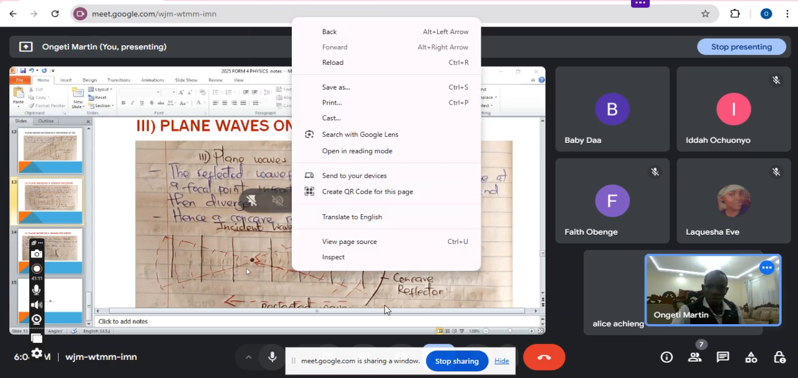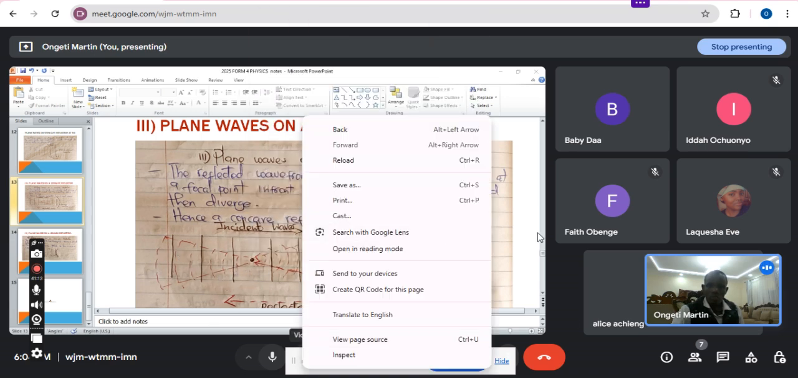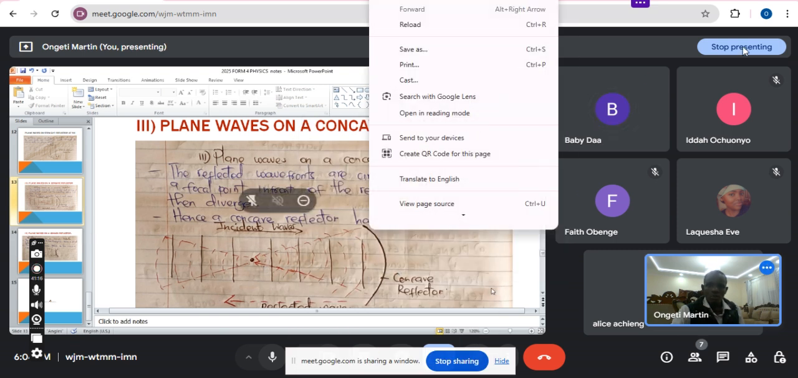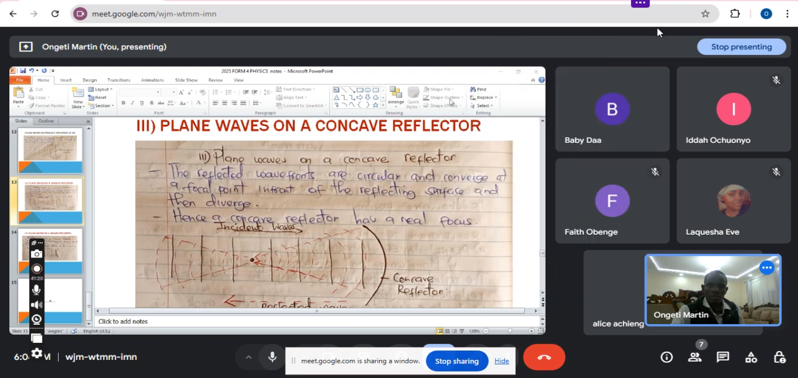In fact, you are supposed to know how to draw these. You should know how to draw this one. That's something which is very, very important.